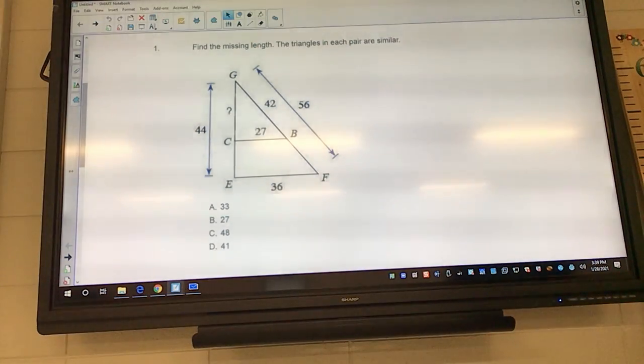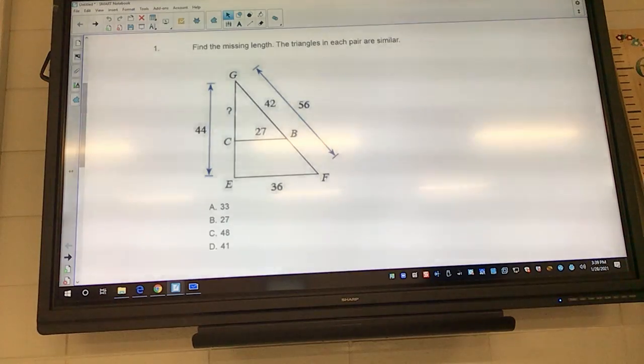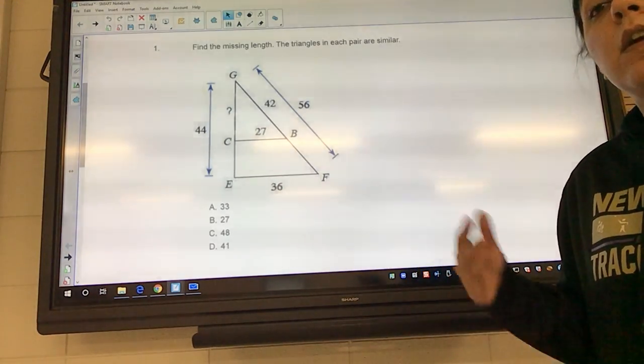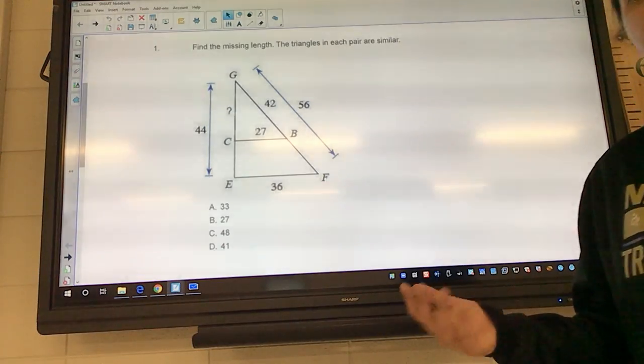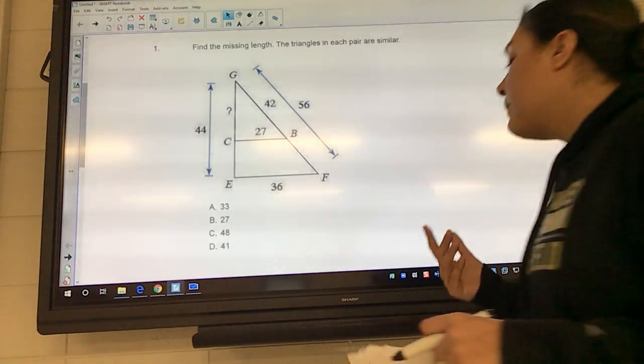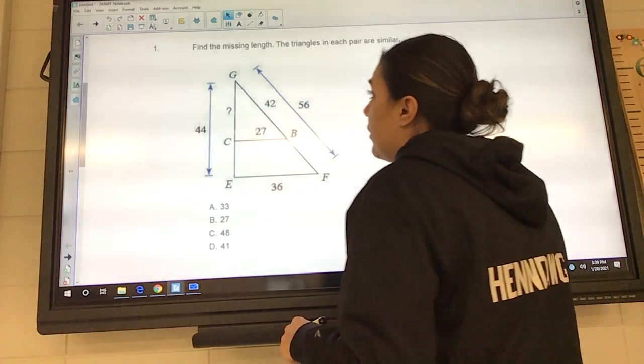So number 1, I want you to find the missing length. By the way, we're not even to this section yet, so most of these I'm just going to give you the answer for. A couple of them I'll work out so you can see because it's close to where we're getting to, but we're just a little behind.